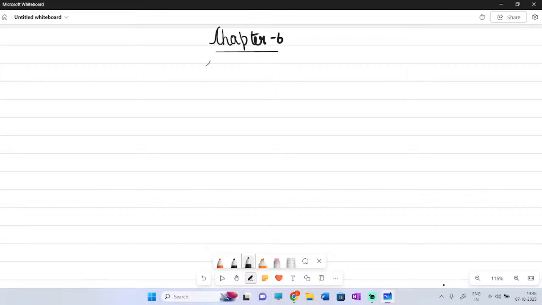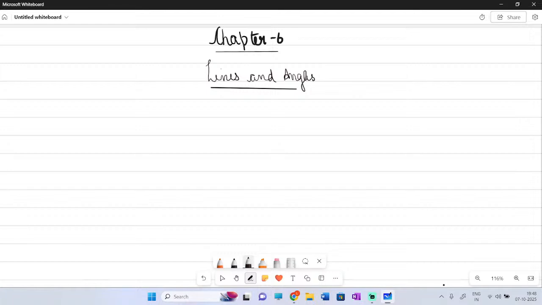Chapter 6 ഏതാണ്? Lines and angles. So date, put the date: 07/10/25. Can underline everything and keep.